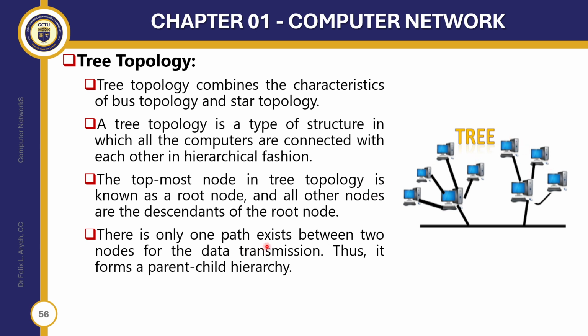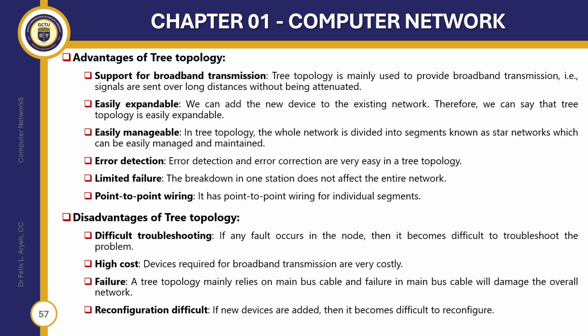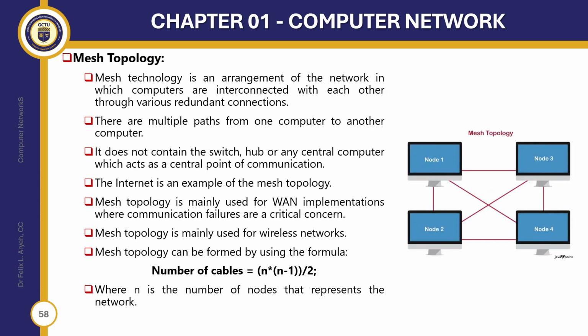So there is only one path existing between two nodes for the data transmission, and this is the form of the parent-child hierarchy. So you can see that is how the tree topology also looks. Of course, it also has its advantages and disadvantages. I would want you to go through that. Then we talk about the mesh topology.